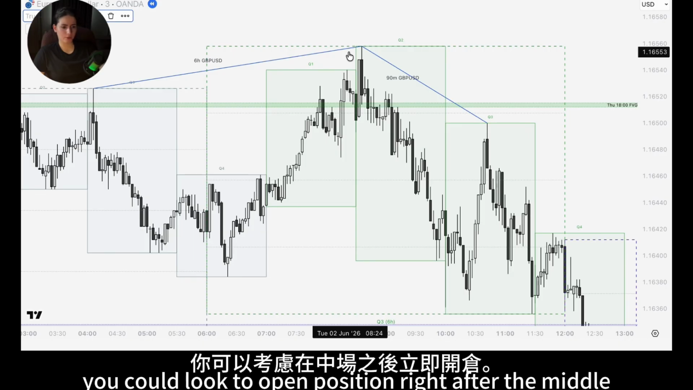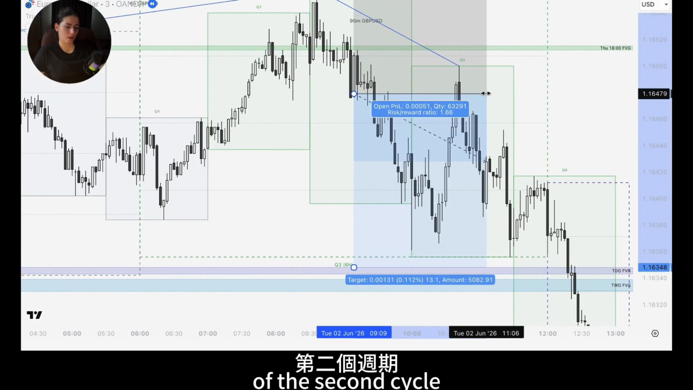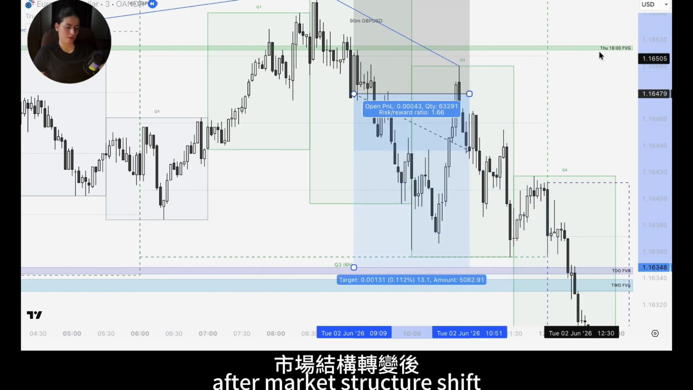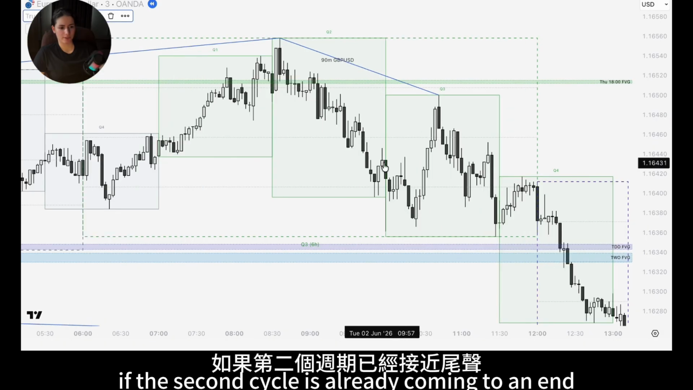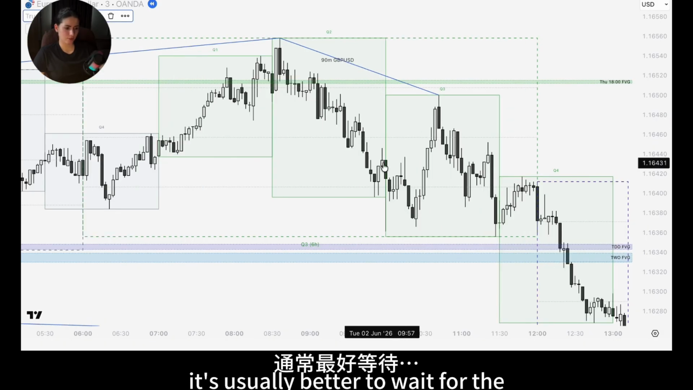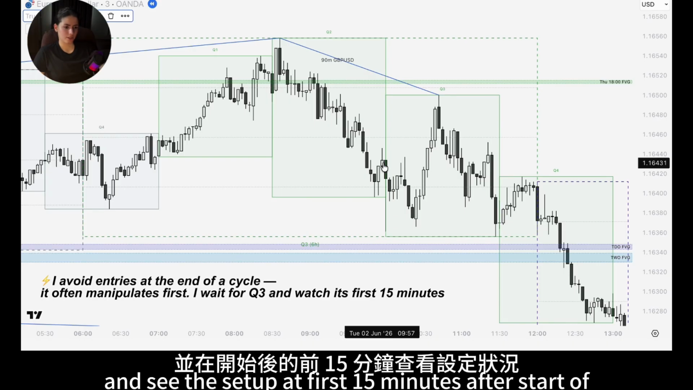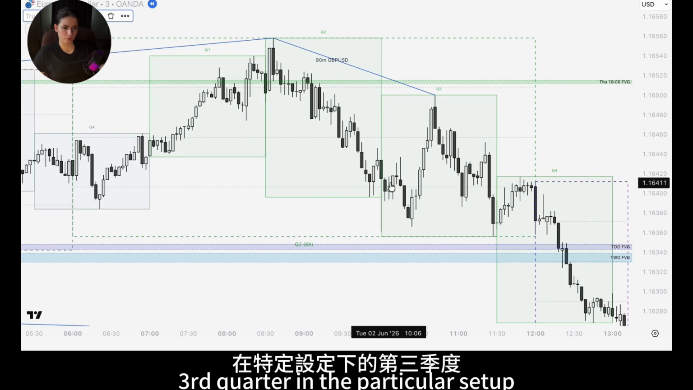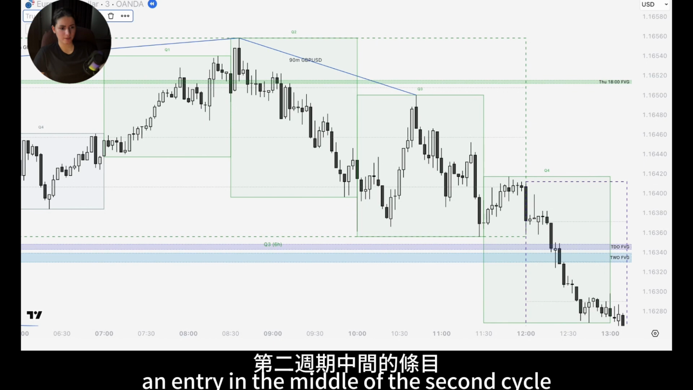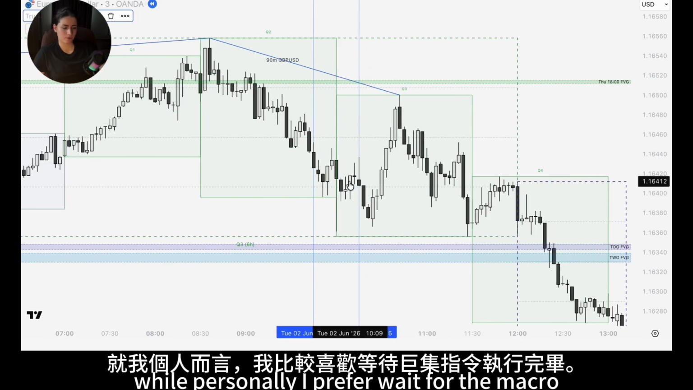Generally speaking, you could look to open a position right after the middle of the second cycle after the market structure shift. According to my experience, if the second cycle is already coming to an end, it's usually better to wait for the start of the third cycle and see the setup in the first 15 minutes after the start of the third quarter. In this particular setup, an entry in the middle of the second cycle was completely valid, but personally I prefer to wait for the macro.